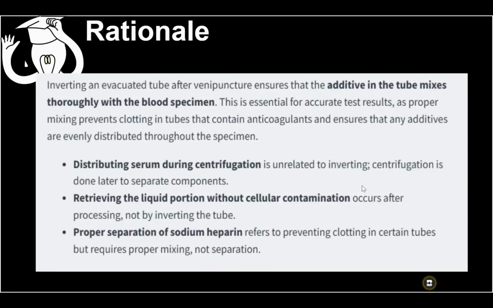Inverting an evacuated tube after venipuncture ensures that the additive in the tube mixes thoroughly with the blood specimen. This is essential for accurate test results, as proper mixing prevents clotting in tubes that contain anticoagulants and ensures that any additives are evenly distributed throughout the specimen.